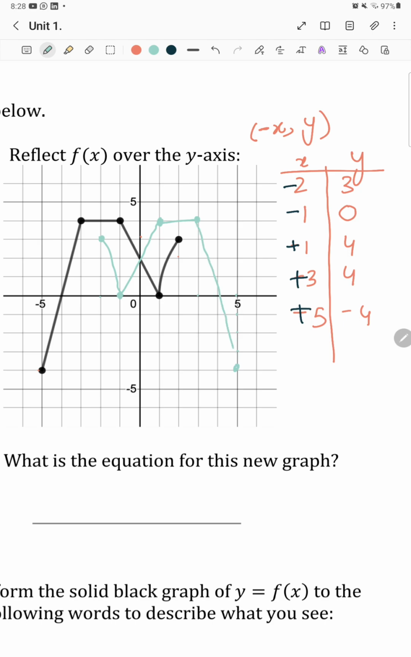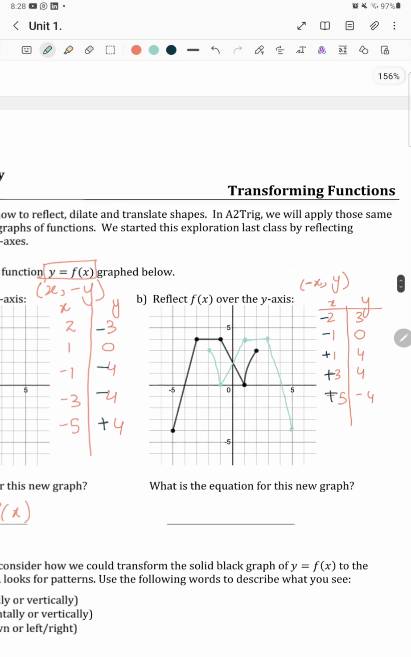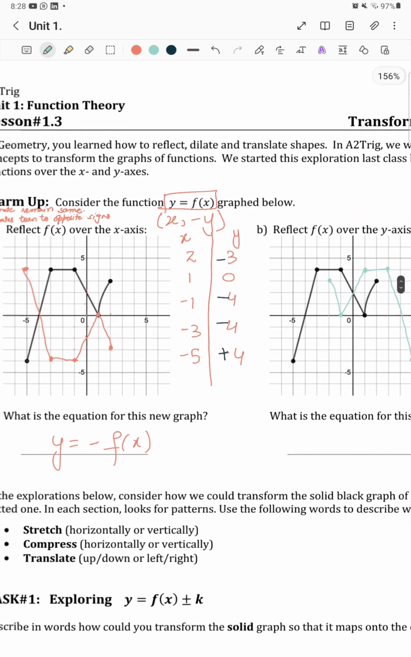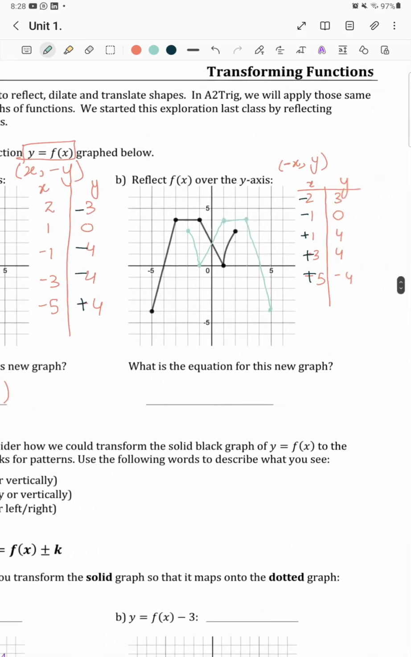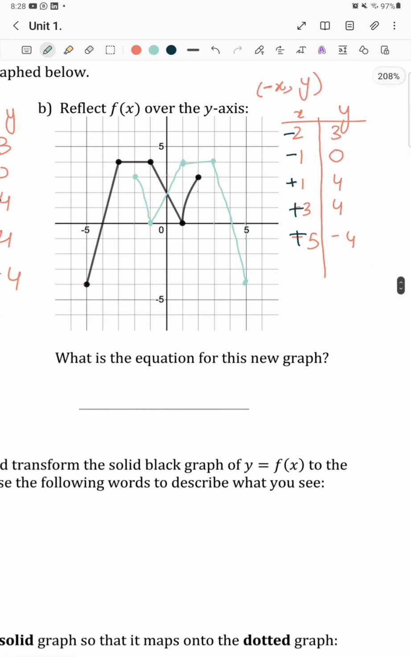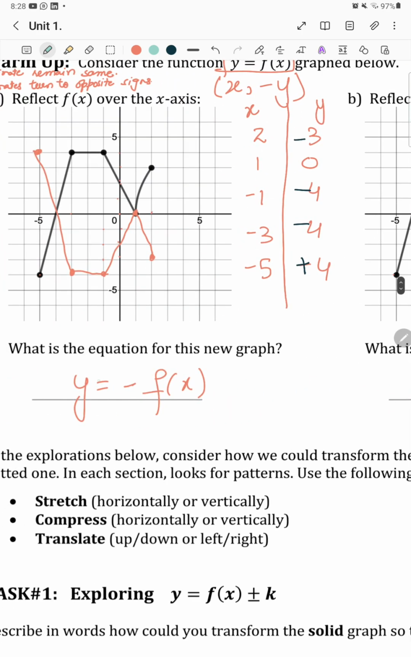We have this. So remember, whenever we have to reflect over the x-axis, change the signs of y. Whenever we have to reflect over the y-axis, change the sign of x. What is the equation for this new graph? y is equal to f, and we're changing the sign of x, so f of negative x. For the earlier one we changed the sign of y, so y is equal to -f of x.